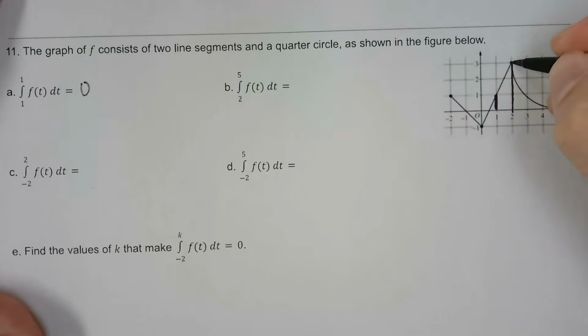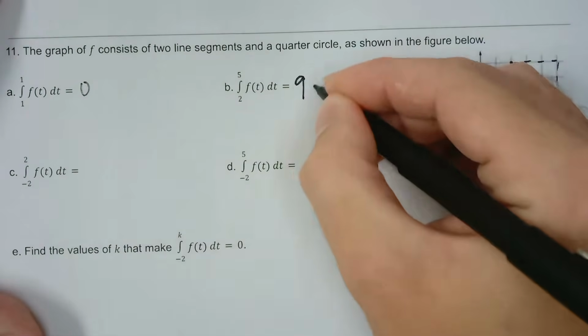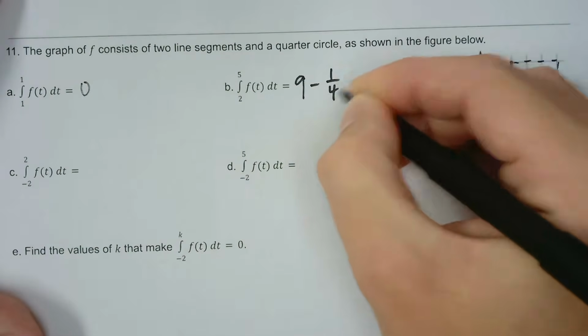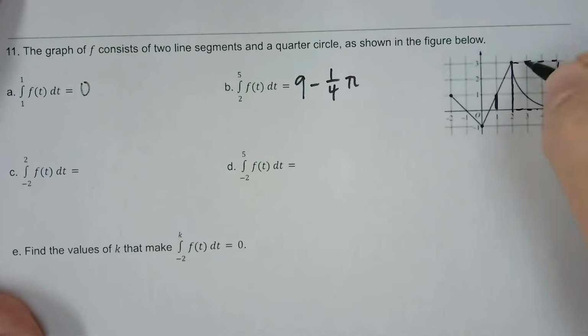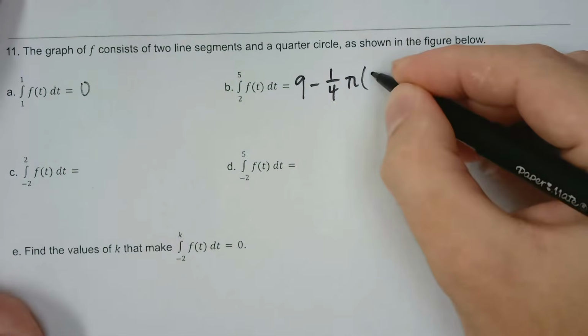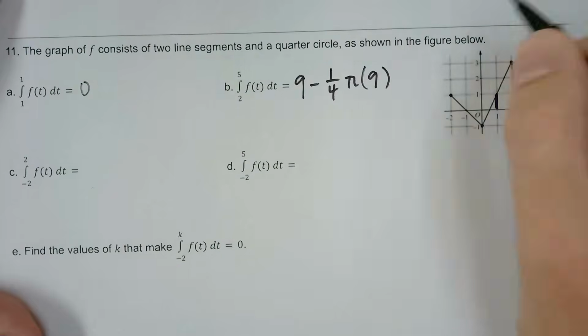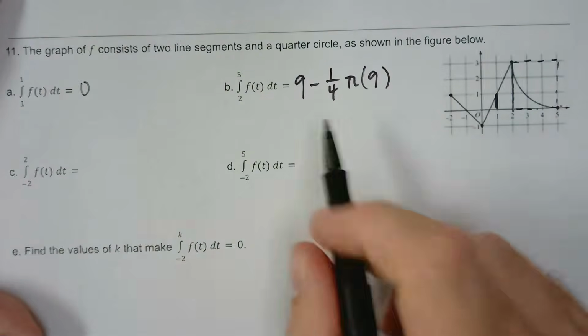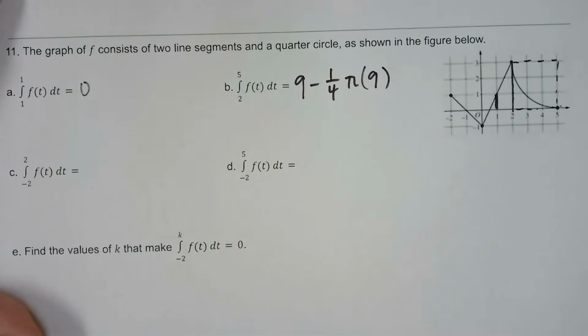I had to make sure I had one of these on the homework, though. So if we go over here, this whole square has an area of 9. And I'm going to have to subtract away that quarter circle to get what's in here. So I'm going to say that this is 9 minus 1/4 of pi radius squared. And it does look like the radius is 3. So I could say 9 minus 9 pi over 4, or that is a perfectly suitable answer.